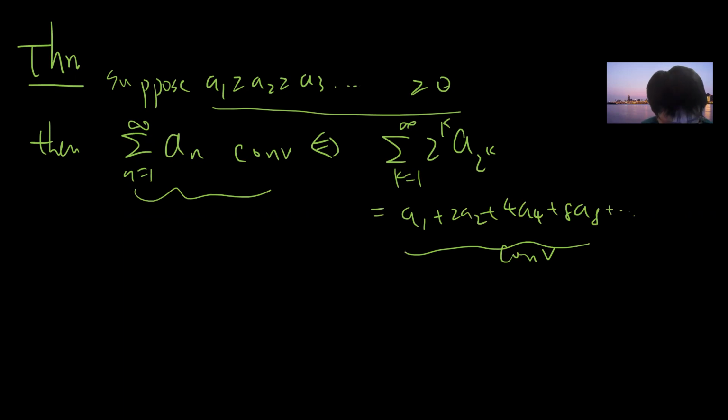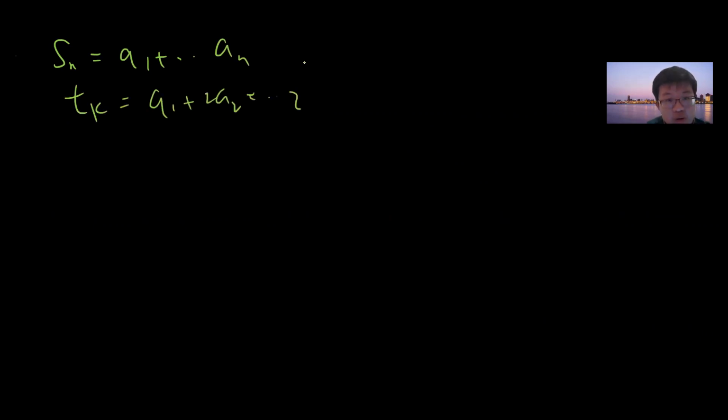Okay, so let's see the proof. The first thing is to let Sn be the partial sum, and let Tk be a1 plus 2a2 up to 2^k a_{2^k}.